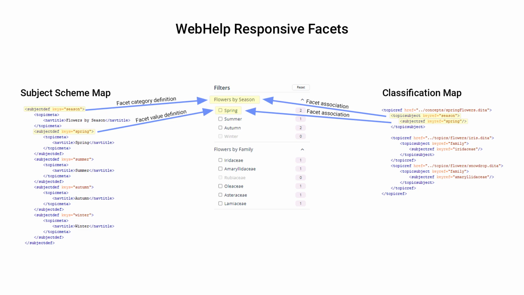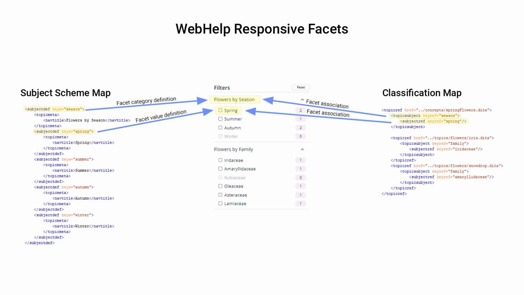The facets displayed in the search results page are collected from the current publication and can be defined using a data subject scheme map. The subjectdef element is used to define both the subject category and a list of controlled values. The parent subjectdef element defines the category, while the children subjectdef elements define the controlled values.